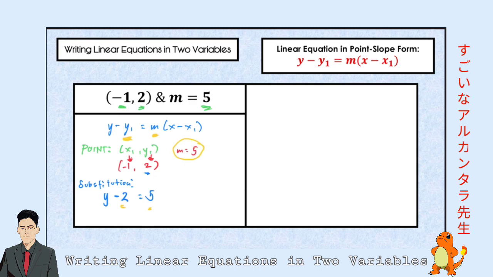Next, we don't have a value for x, but we do have a value for x sub 1, and that is -1. We have to be careful here because the operation is subtraction and the value is negative. You may put it in a parenthesis first so that you will not be confused. So to continue, you will have y minus 2 is equal to 5 times the quantity x, negative times negative, that will give you +1.